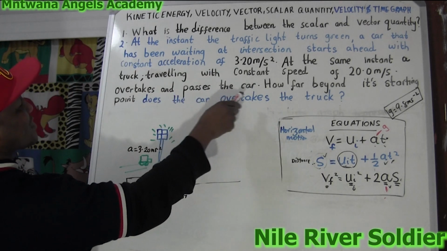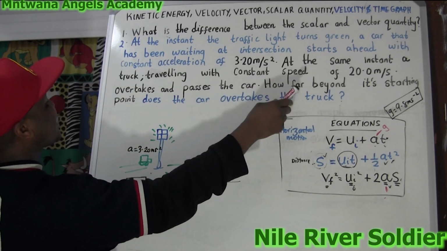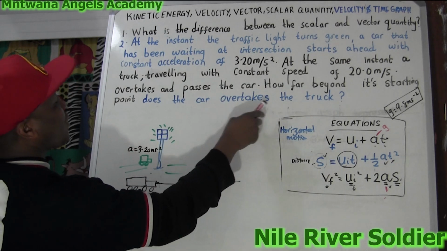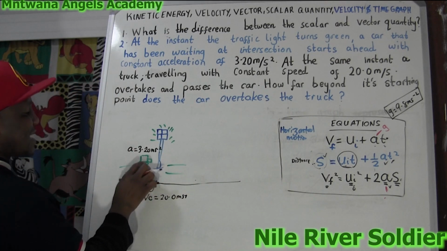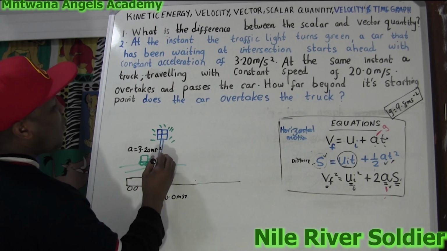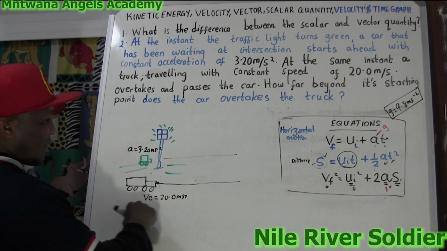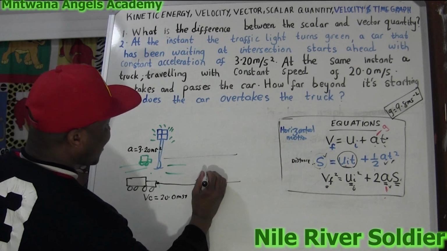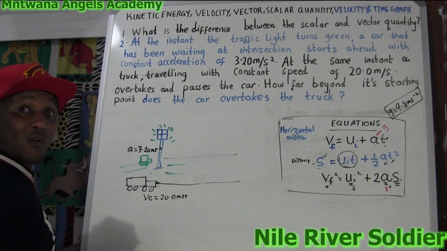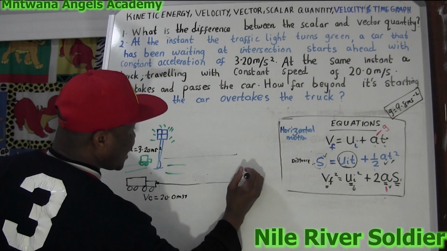The question: how far beyond its starting point does the car overtake the truck? The starting point is where the traffic light is. Even though the truck went further ahead, the car is going to come and pass the truck.